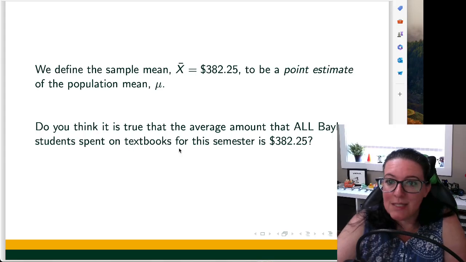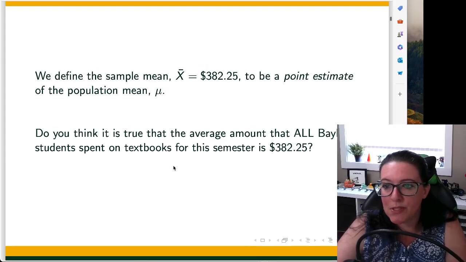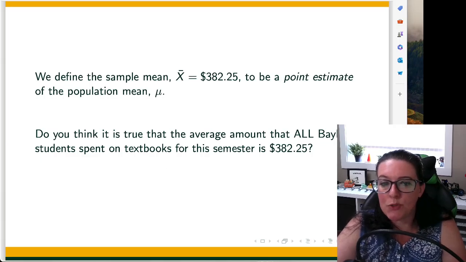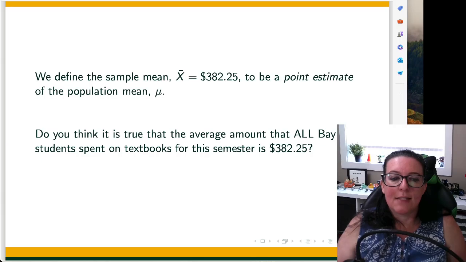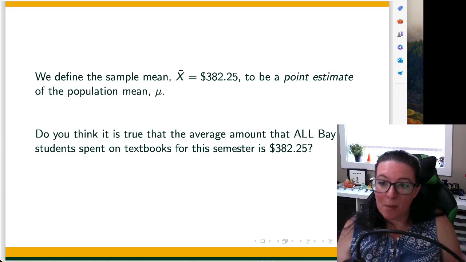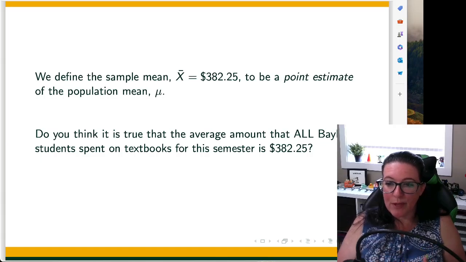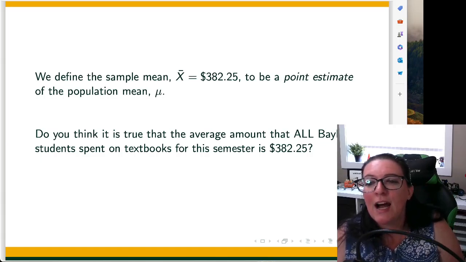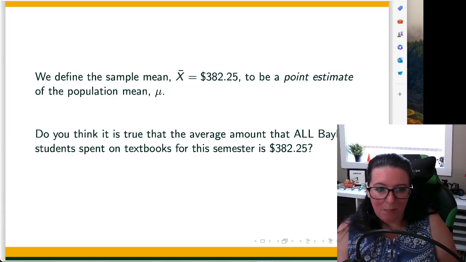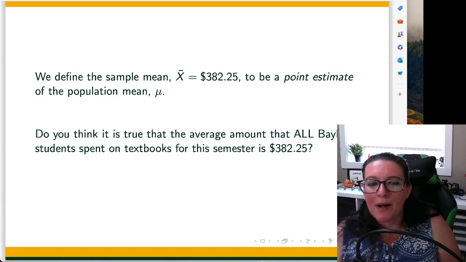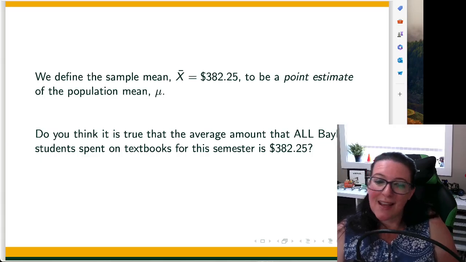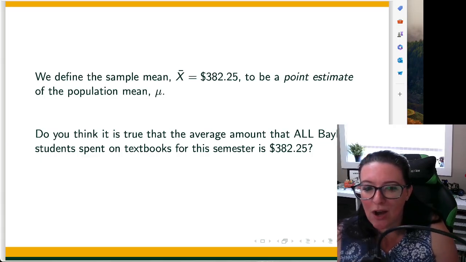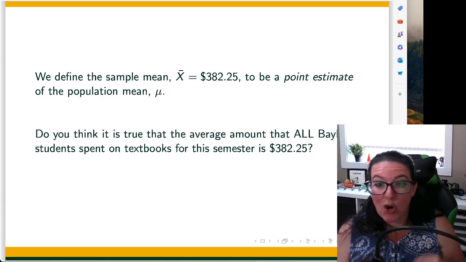Is that true? Is the average amount that all the students spend on textbooks in that semester 382.25? Well, if in fact the number is not 382.25, let's say it's 400, then our sampling error is going to be that 382.25 minus 400, and we can get that difference, that sampling error. It's quite possible also that we could take a different sample of a different 100 students and get a different number. And that is where we talk about the fact that our sample statistics are random variables.